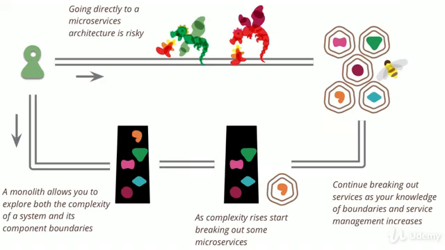And last, just a quick diagram from that article, explaining that. At the top, if we go right, we're going directly to a microservices architecture, and that's risky. Down as we follow this chart, a monolithic approach allows us to explore both the complexity of a system and its component boundaries. As complexity grows, we start breaking out some microservices, and then we continue breaking out services as your knowledge of these boundaries and service management increases. So again, this is the approach that we want to take to microservices.